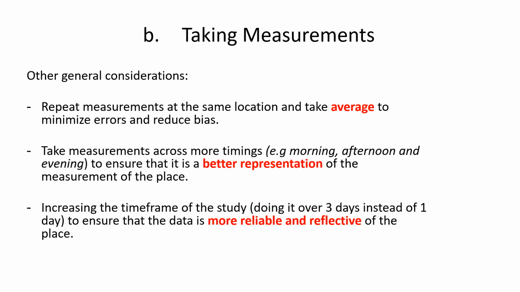What are some other general considerations? Firstly, repeat your measurements at the same locations and take the average to minimize errors and reduce bias. You can also take measurements across more timings, for example, in the morning, afternoon, and evening, to ensure that this measurement is a better representation of the place.